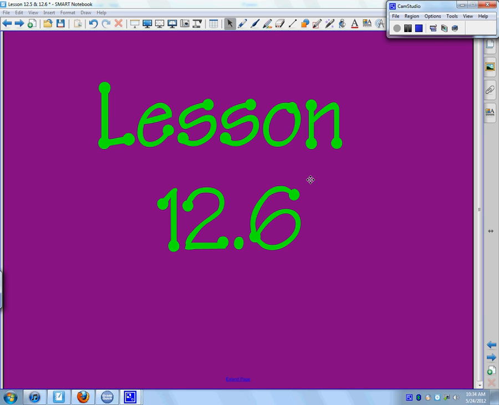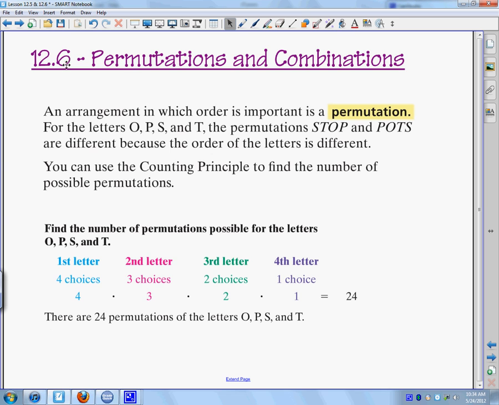All right, now we're on to lesson 12.6. 12.6 is permutations and combinations. Now, this might get a little confusing, but don't worry. You can come to class and we can explain it in more depth.